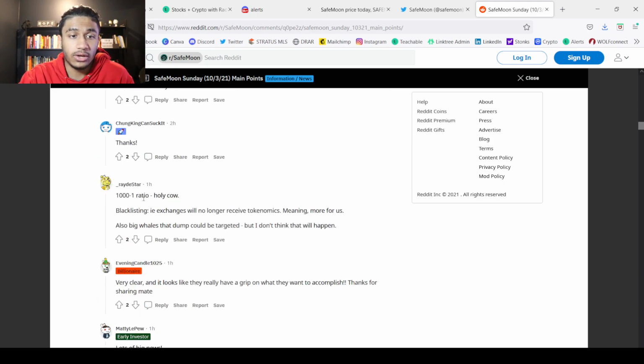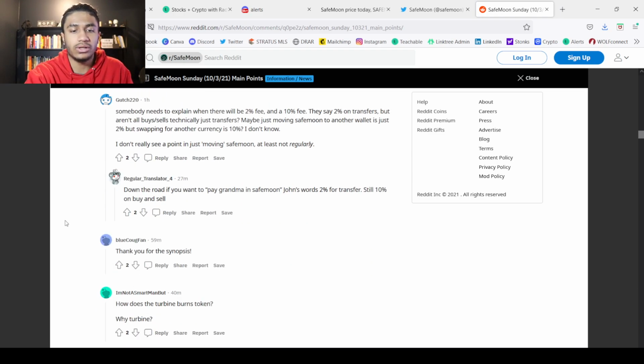We can see the 1,000 to 1 ratio is where a lot of people are kind of like, okay. And then again, we can see the blacklistings, which means exchanges will no longer receive tokenomics, meaning more for us. Also, big whales that dump could be targeted. So again, it's very interesting to see what is going to happen, guys, with the V2 token. Look, this is a V, and this is the number 2, okay, V2.